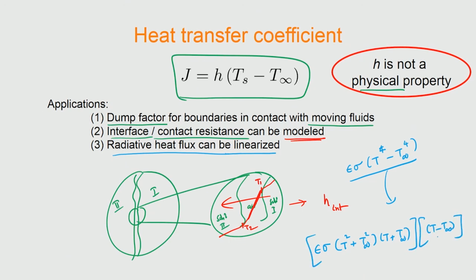So, you could see that these both are equivalent, and then this entire thing can be written as H effective into T minus T infinity. So, you could actually linearize a fourth power equation into the heat transfer coefficient kind of a scenario, where the effective heat transfer coefficient can be given as epsilon sigma into T square plus T infinity square into T plus T infinity. So, that way we can actually linearize using this. So, H can be used for multiple purposes. It can be used for linearization, it can be used to model the air gaps, contact resistance, and it can also be used as a dump factor whenever there is a fluid with unknown fluid flow that is taking place.